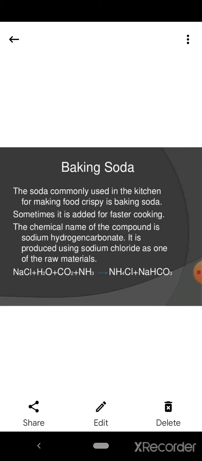When you react sodium chloride with water, carbon dioxide and ammonia, then what you will get? You will get NH4Cl and NaHCO3. Now this NaHCO3 is nothing but sodium hydrogen carbonate. It is a very mild and non-corrosive base.